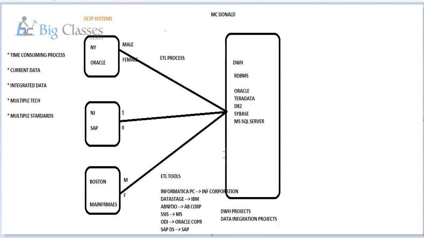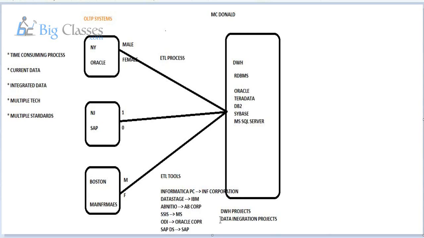When I say data integration project, it's an ETL process where you migrate the data from multiple OLTPs, transform the data and load it into the data warehouse. When it is a data integration project, you're migrating the data from one database to another. It could be from Oracle to Teradata, from Oracle to SAP, from SAP to SAP, or from SAP to mainframes. It's nothing but migrating the data, which is a data migration project.